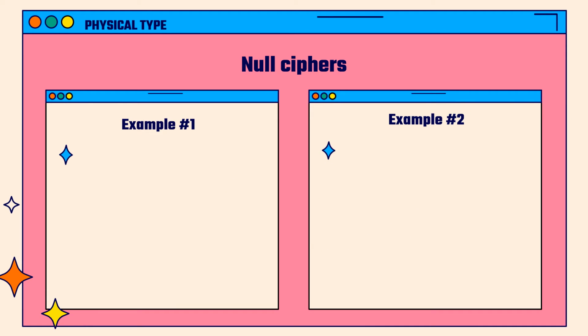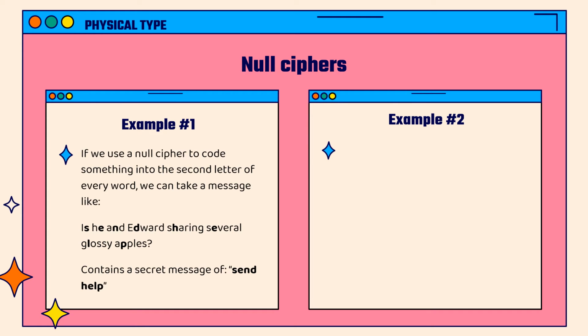Here's a self-made example that I created to further illustrate the use of null ciphers in messages. For instance, if we use a null cipher to code something into the second letter of every word, we can take a message like, "Is he and Edward sharing several glossy apples?" And we can see how this sentence contains a secret message of "send help."